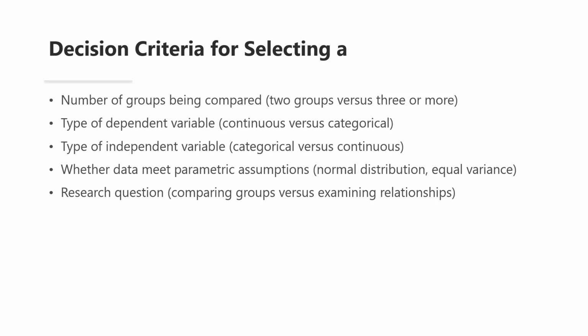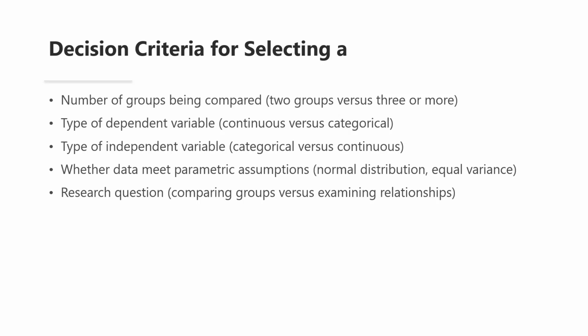Third, consider the type of your independent variable. In most health education research, the independent variable is categorical, representing group membership such as treatment versus control, but sometimes you want to examine the relationship between two continuous variables.